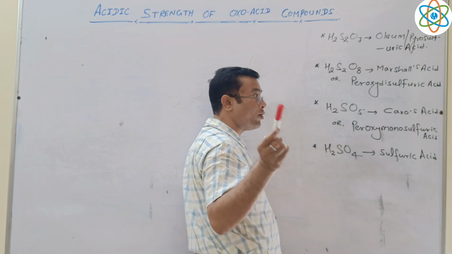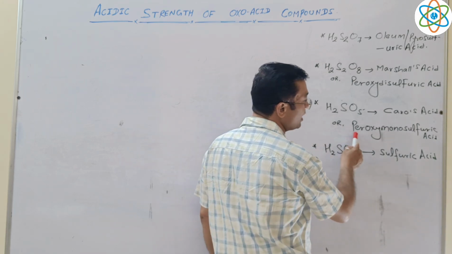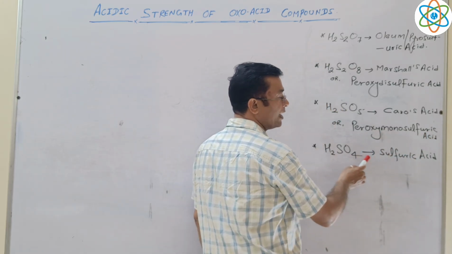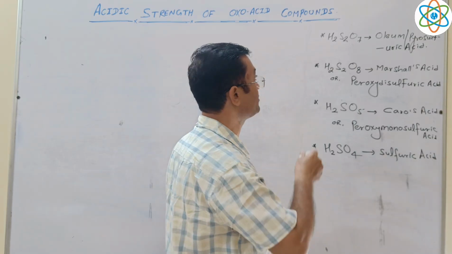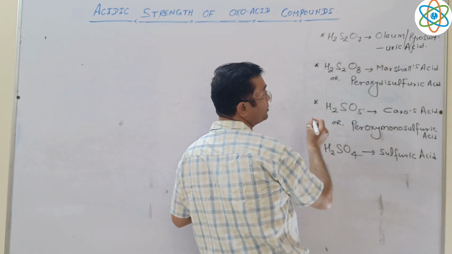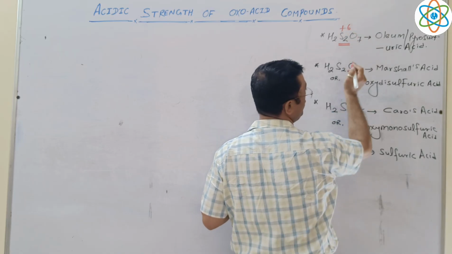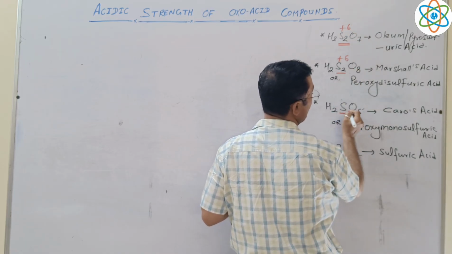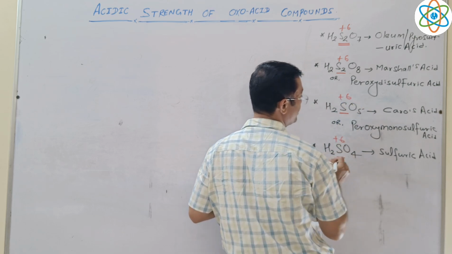H2SO5, its common name is Caro acid in honor of its discoverer, and its chemical name is peroxymonosulfuric acid. And H2SO4, that is sulfuric acid, is also called the king of all acids. Now we will see here, in all these oxo-acid compounds, the sulfur atom has the same oxidation number. Here sulfur has a +6 oxidation state, here +6, here +6, and here +6.